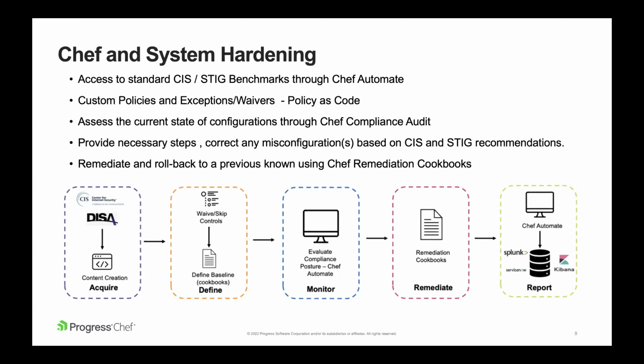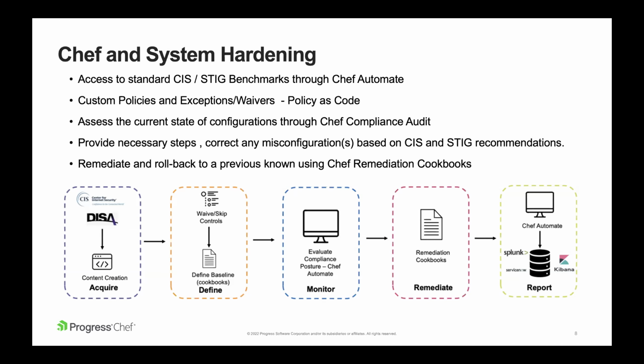And for those checks which are failed, we either provide you with steps which are necessary for you to correct any misconfigurations, or you can leverage the remediation cookbooks that we provide to remediate your configuration automatically and then move into a trusted state. From Chef Automate, you can rerun your tests after you have done the remediation. You can really validate the degree to which your system has been hardened.